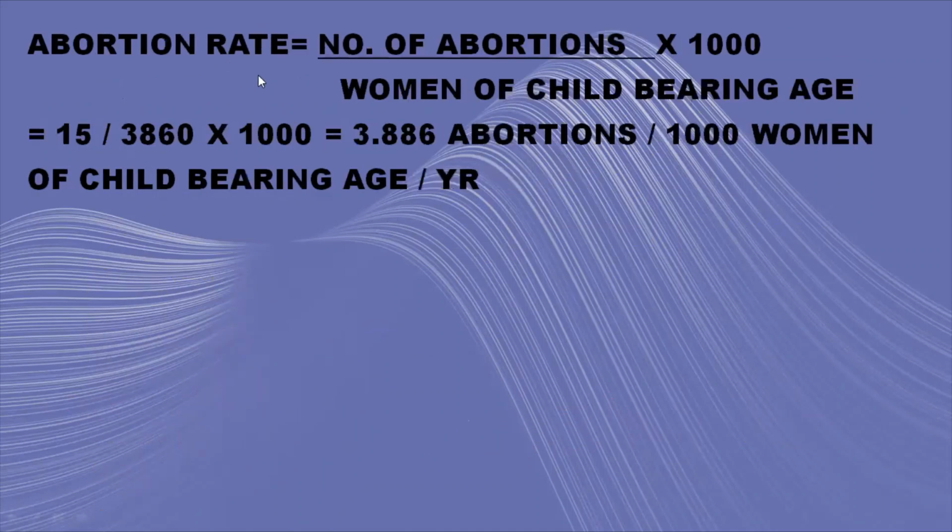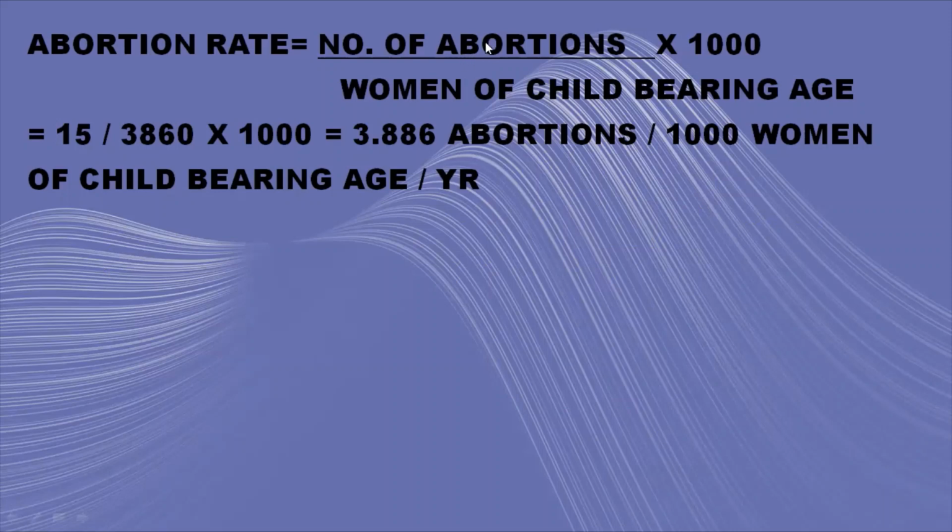So rate, just remember like birth rate and death rate where we take median population. So it is the population of the women of childbearing age because they can undergo the abortion. So this denominator you should remember in case of rate. Numerator remains same for the abortion rate and ratio, that is number of abortions.